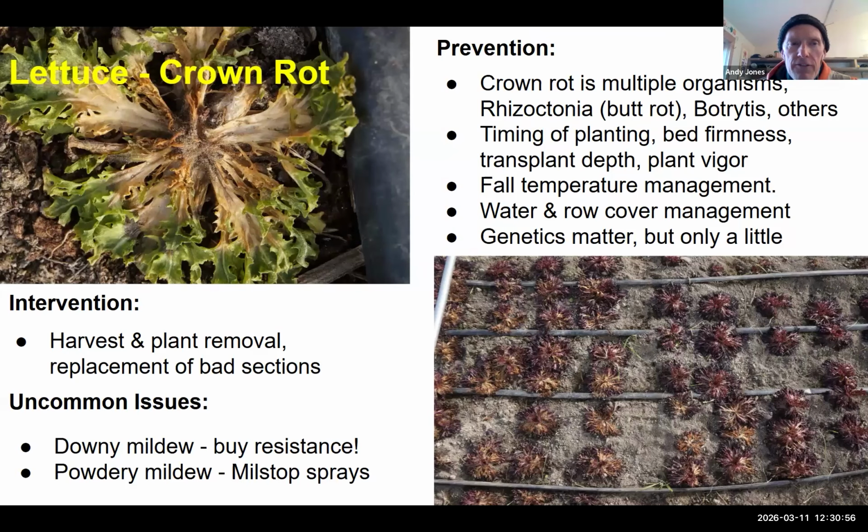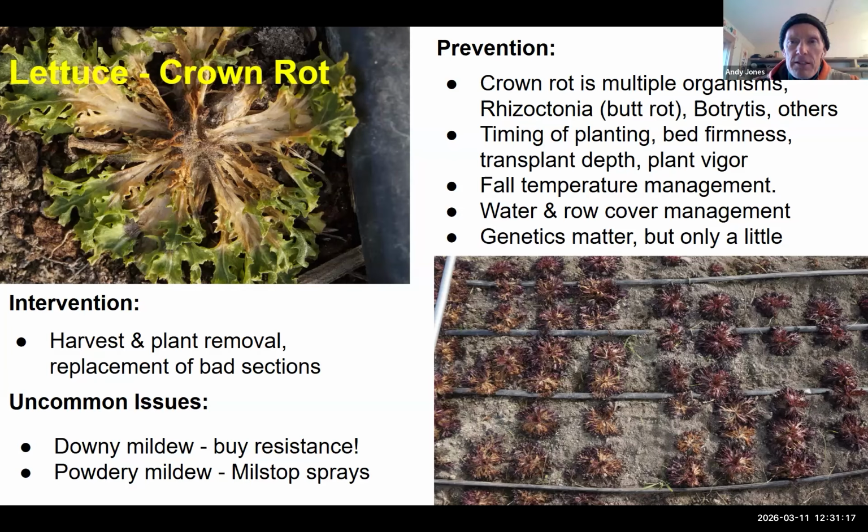Lettuce crown rot is the major disease problem that we have in our baby lettuce. It's a compilation of organisms. Rhizoctonia and Botrytis, I think, are the main two. Rhizoctonia is the same thing that you have as butt rot in the fall.